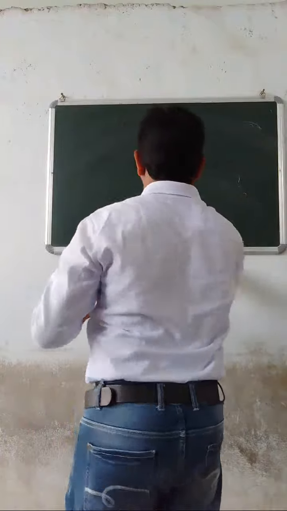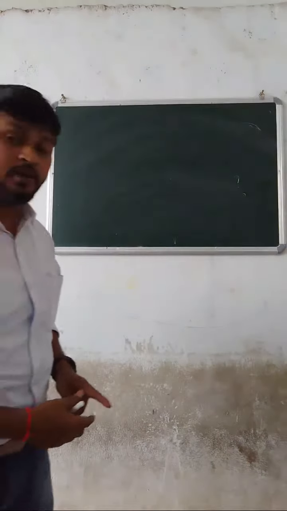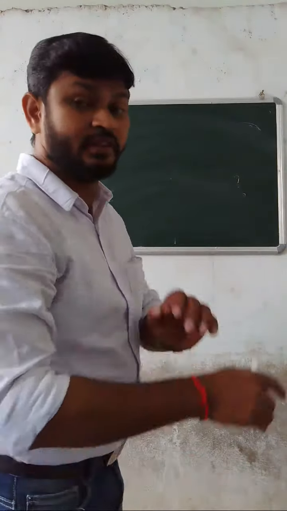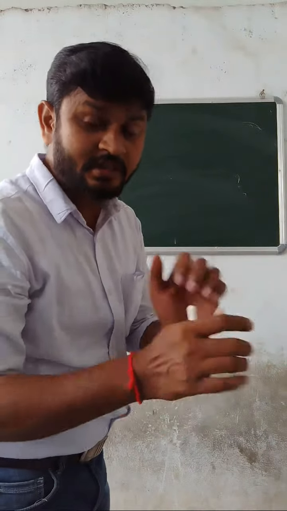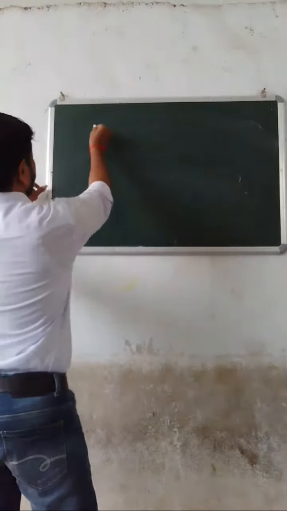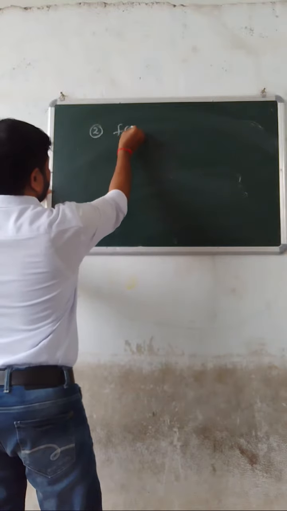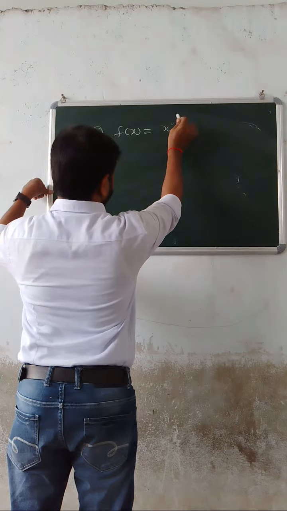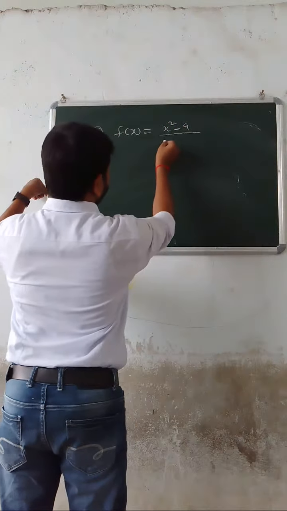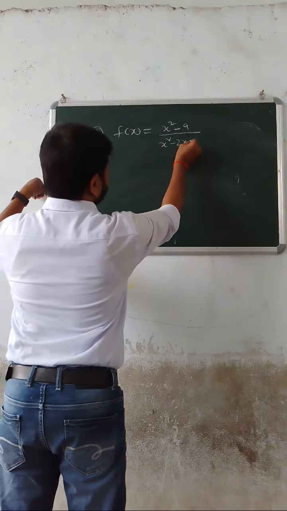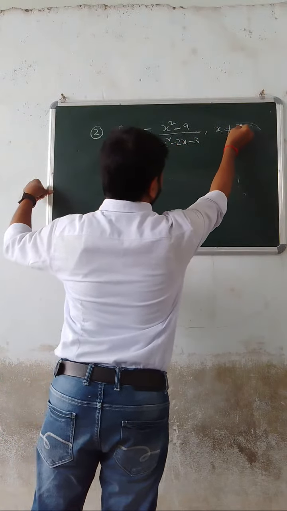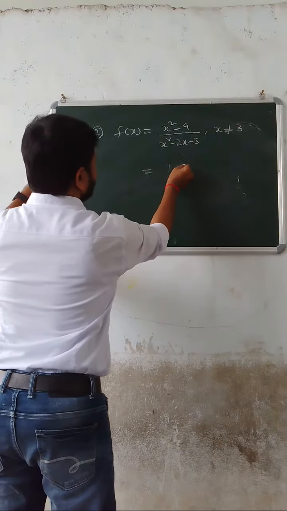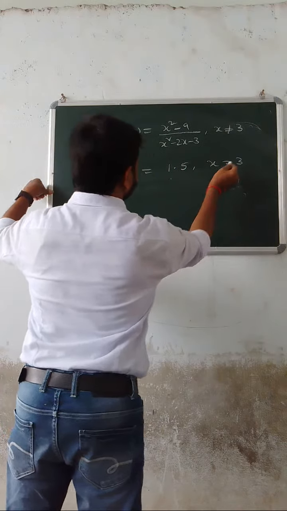So that is what. Please follow and write down this. It is very important, 4 marks in the IPE examinations. And second question is what? f(x) is equal to (x square minus 9) by (x square minus 2x minus 3) where x not equal to 3, and it is 1.5 where x is equal to 3.